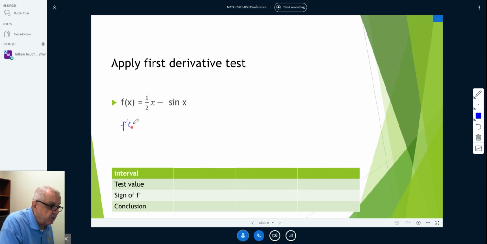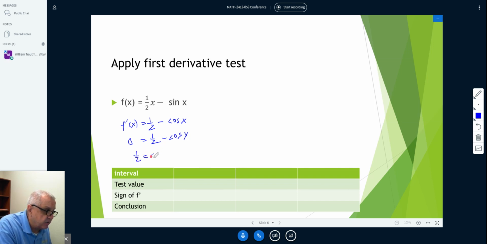First, I'm going to take the first derivative and find the critical numbers. The first derivative of 1/2 x is 1/2, and the first derivative of sine x is cosine x. They want us to set the first derivative equal to 0 to find the critical numbers. Take the 1/2 to the other side and divide by -1, and I get 1/2 equals the cosine of x. So get your unit circle out. Don't forget.